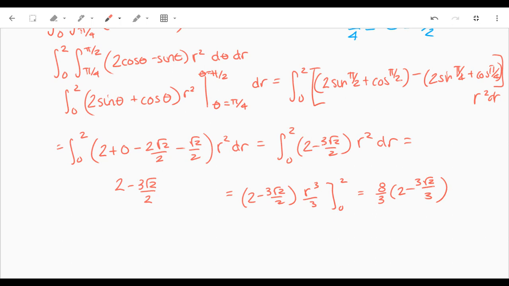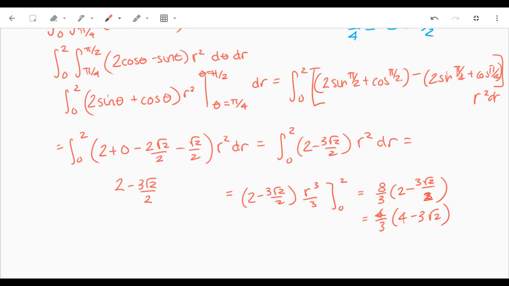A lot of times what you'll see is that we might factor something out. I would factor out a 1/2. Sorry, that should be a 2, I was wondering what I did there. So if you factor out a 1/2, then you have 4/3 times 4 minus 3 root 2. But there you go, there's your final answer.